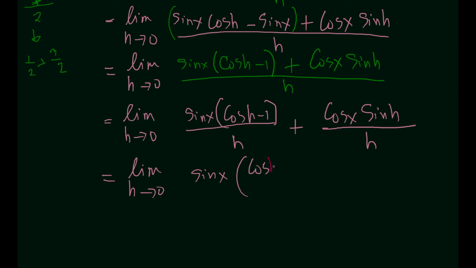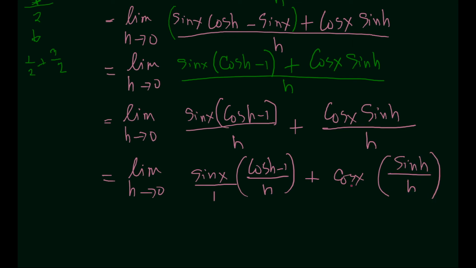Continuing the process, I could rewrite again this one as sine of x times cosine of h minus 1 over h, and sine of x, the denominator would be 1, because 1 times h is h, and if we multiply the numerators, we'll go back to the original numerator. Same here with the other term. I could write here cosine x times sine of h over h, and you know this, that the denominator of cosine x is always 1, because 1 times h is also h.